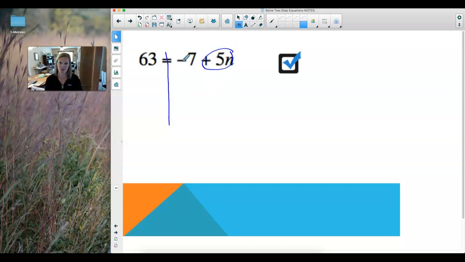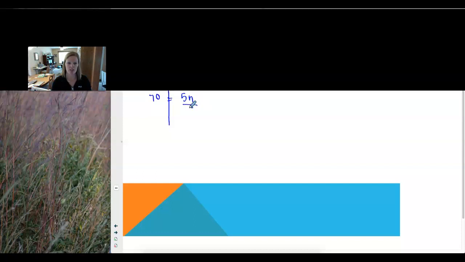Now I need to get rid of a negative 7. To get rid of a negative 7, you have to put a positive 7 on both sides. So these will cancel, and we have 5n equals 63 plus 7 is 70. Now we need to get the n by itself. So we're going to divide by 5.